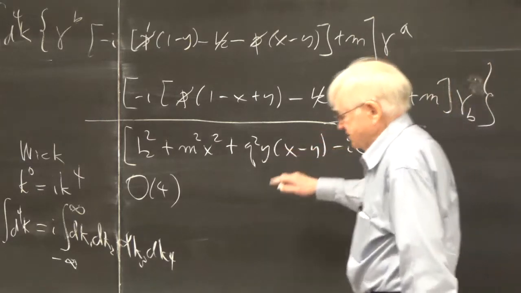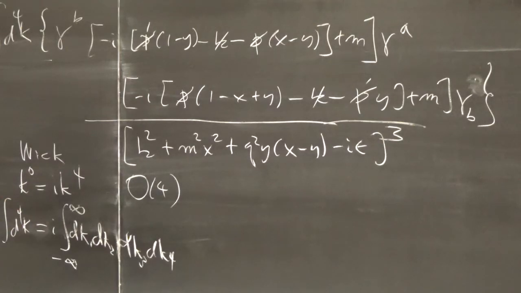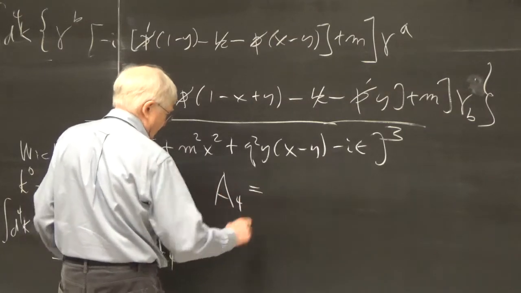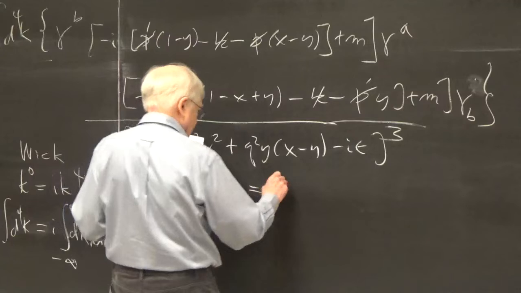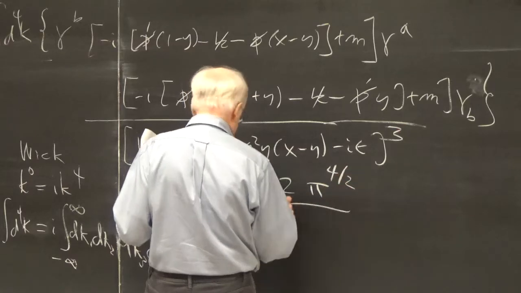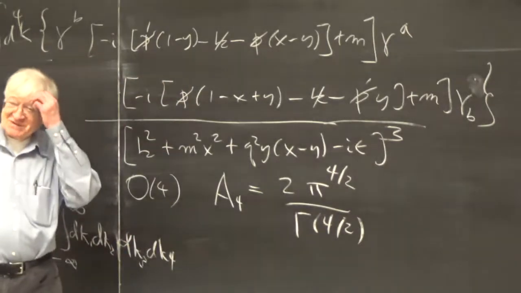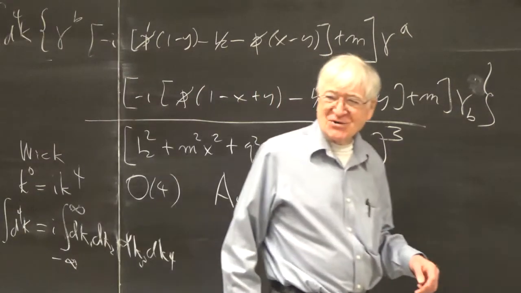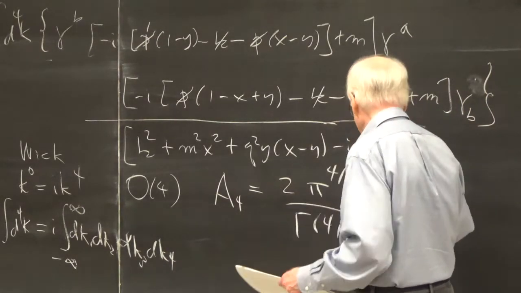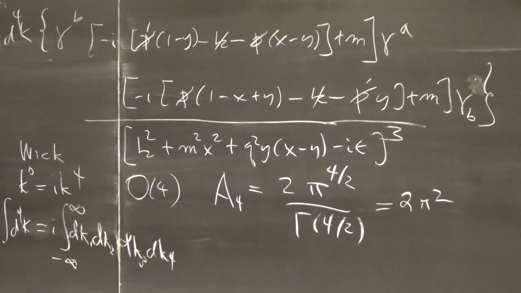In any event, all the odd terms in k are going to cancel. In order to do the k integration, we need the area of a unit sphere in four dimensions. We just use the formula that we derived last time, which is pi to the 4 over 2 divided by gamma of 4 over 2, and we use Bobby's result for gamma of 2, and so what we get is simply 2 pi squared. So 2 pi squared is the area of a unit sphere in four dimensions.